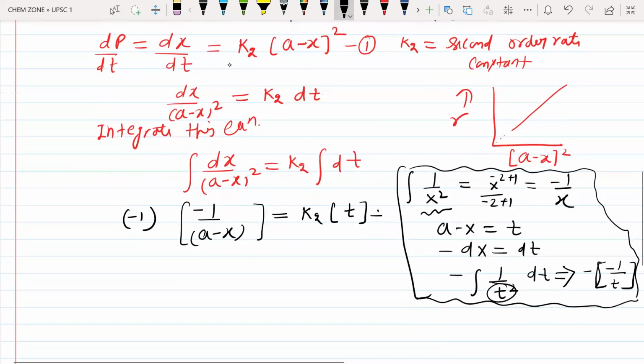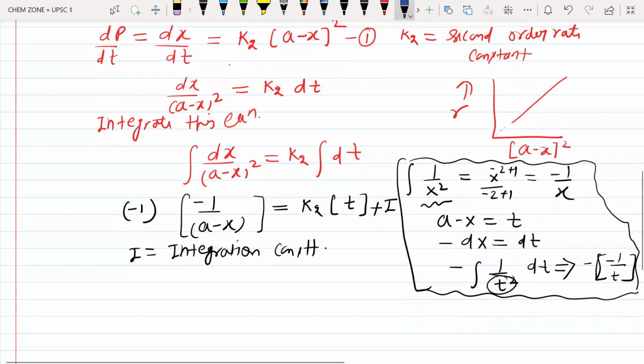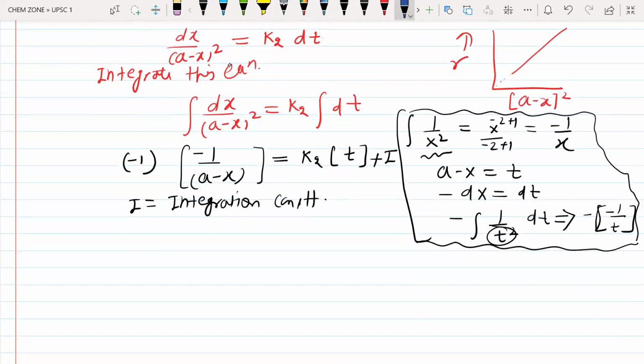Now, I stands for the integration constant. This is not the definite integral, so we need to add one integral value, the integration constant. So to find out this value, use this boundary. We know that at t is equal to 0, that is at the start, the value of x is equal to 0.